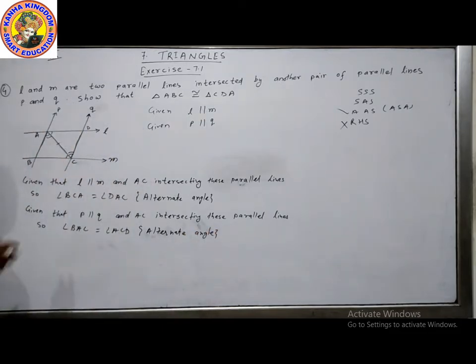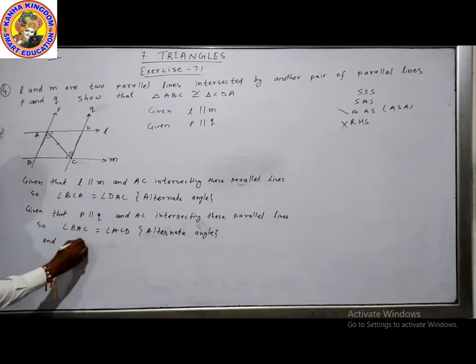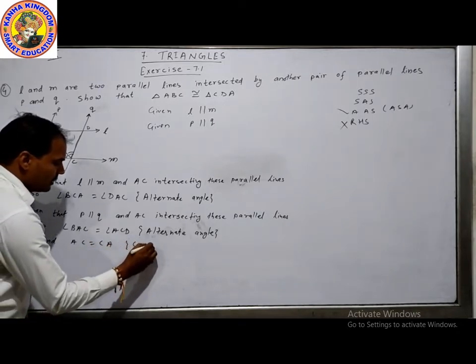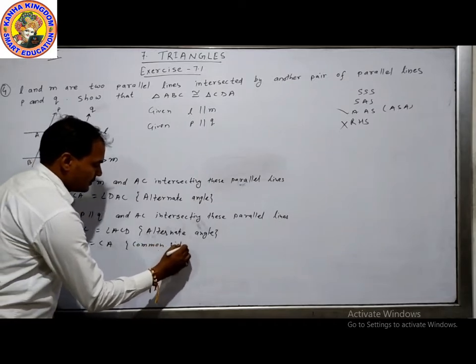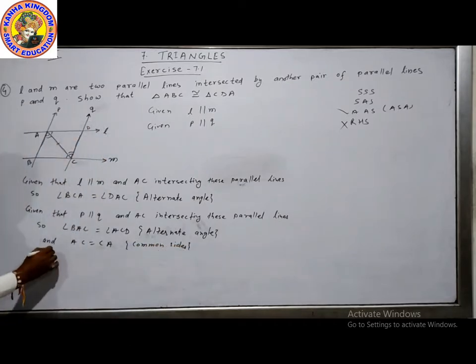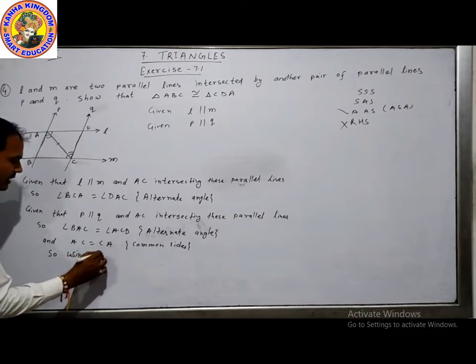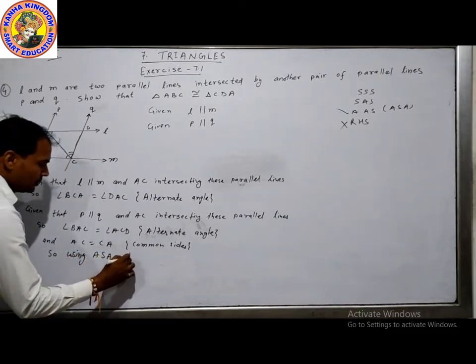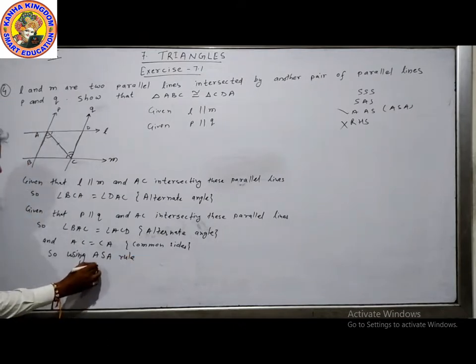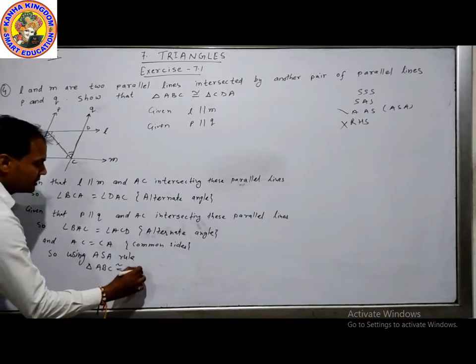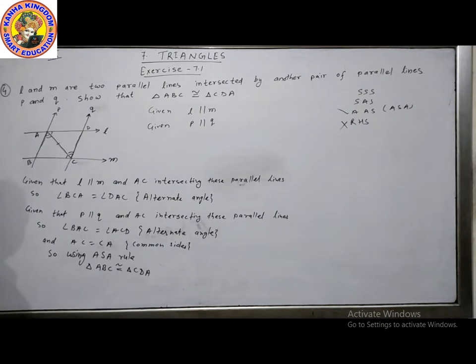These are alternate angles, so these angles are equal, and AC is equal to CA. Why? These are common sides. So using the ASA rule, triangle ABC is congruent with triangle CDA, hence proved.